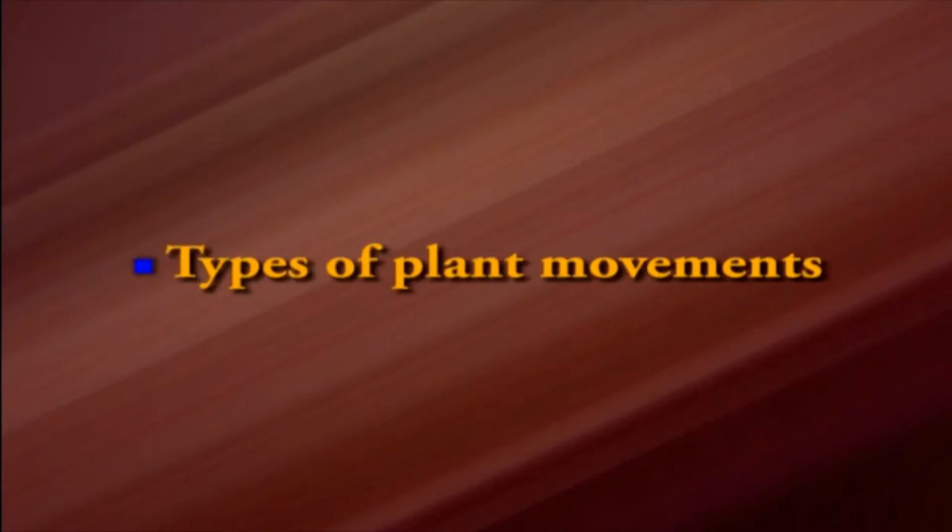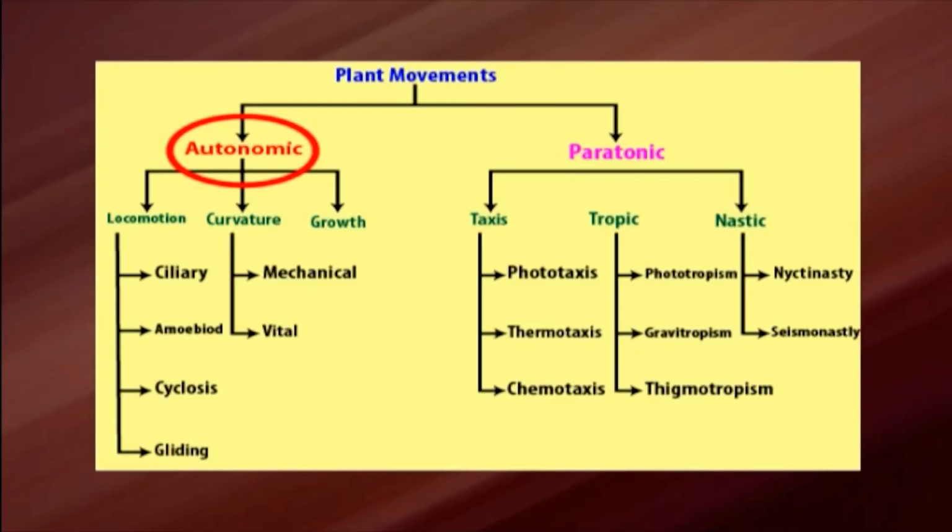Types of plant movements. This part of the lecture we will discuss in detail. Although the power of movements in plants may not be very pronounced, yet it is brought about by definite external and internal stimuli. Based on whether the stimulus is internal or external, plant movements can be classified into two main types. Number first, autonomic. Number second, paratonic. Let us discuss these two broad types one by one.